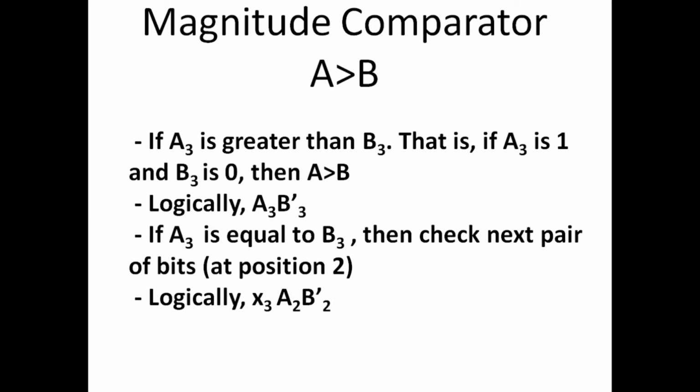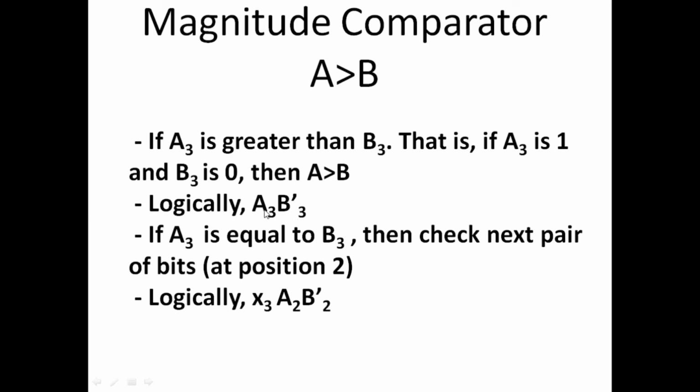So this term would result 1 when a3 is greater than b3. How? Let's suppose a3 is 1 and b3 is 0. So a3 would give 1, and b3 is 0, so b3 prime would also give 1. So 1 dot 1 is 1. And in all other cases, it will give us 0, because if a3 is 0, then 0 dot anything is 0. Regardless of the value of b3, if a3 is 0, then this term would give us 0.